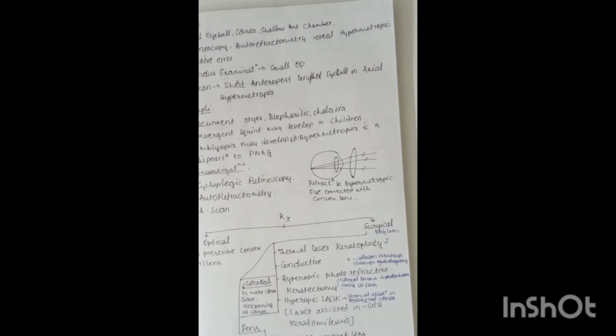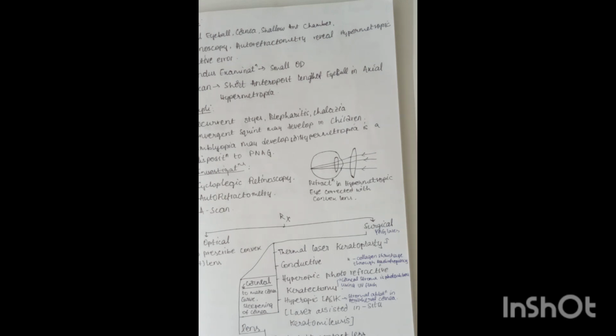Treatment for hypermetropia is optical and surgical. Optically, we can correct a hypermetropic eye with a convex lens, that is, a plus lens. Surgically, we can correct either the cornea or the lens to converge all the light rays on the retina. The corneal correction involves laser thermal keratoplasty using a YAG laser, and conductive keratoplasty by shrinking the collagen through radiofrequency. In hyperopic photorefractive keratectomy, the corneal stroma is corrected by photoablating it using a UV flash. So we are removing the cornea using a UV flash.